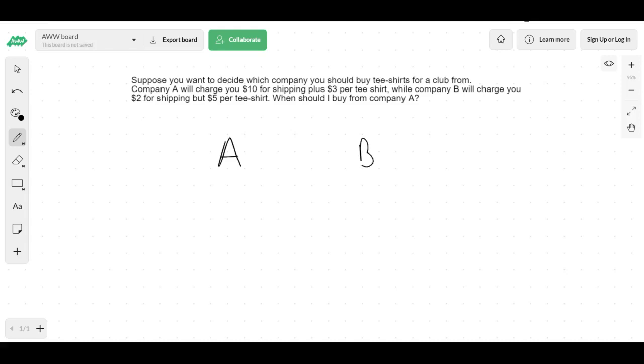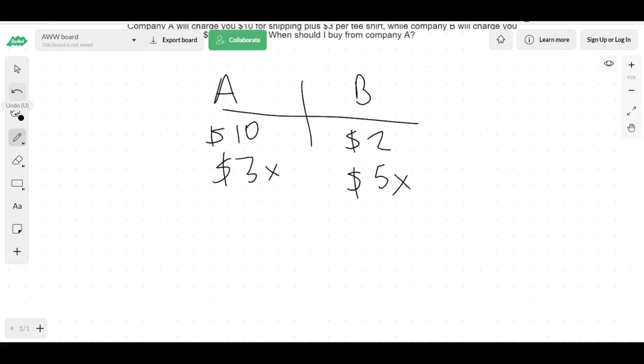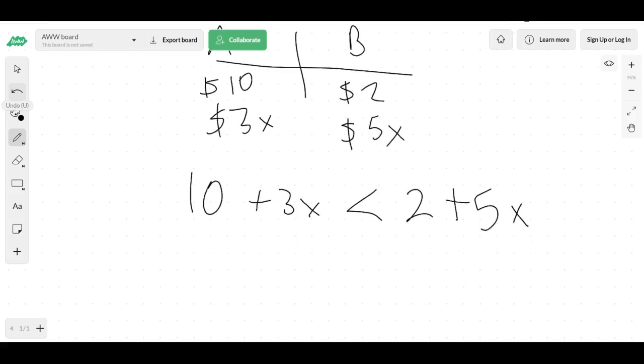So I always like writing company A and B and writing them on both sides. Now company A is going to charge me $10, and that's a one-time fee, and $3, which is a multiple-time fee. So I'll put an x by it. And this would be $5 and it's a multiple-time fee, and $2 and it's a one-time fee. And we want to know when we want to buy from each. Well, we want to buy from A whenever B is more expensive. So let's solve this and see when B would be more expensive.